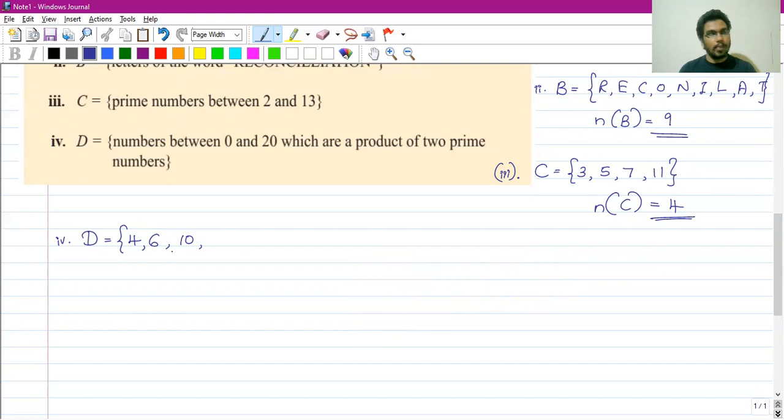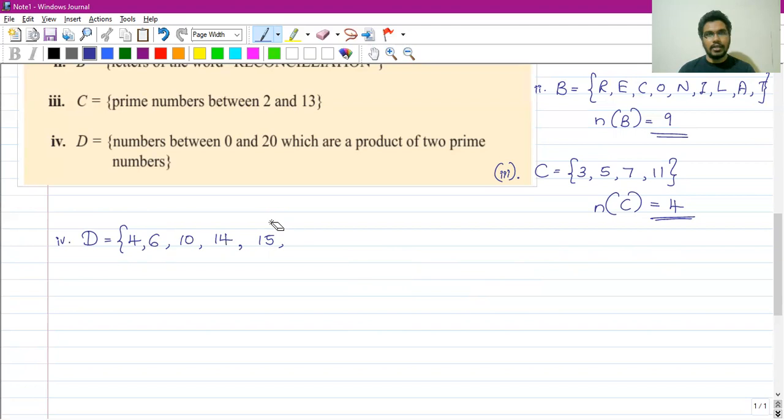12 we can write 4 multiplied by 3, so 4 is not a prime number. Again 12 can be written as 6 multiplied by 2, 6 is not a prime number. So yes, 12 also cannot be written as a product of two prime numbers. 13 no, 14 yes, 14 we can write it as 7 multiplied by 2, both are prime numbers, so 14 is an answer. Next 15. 15 can be written as 5 multiplied by 3, and 5 and 3 both are prime numbers. So we can write 15 also a product of prime numbers.